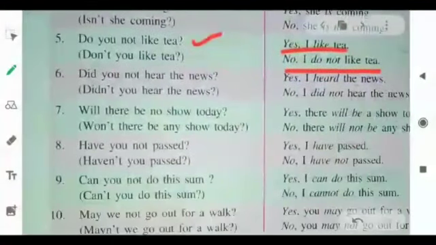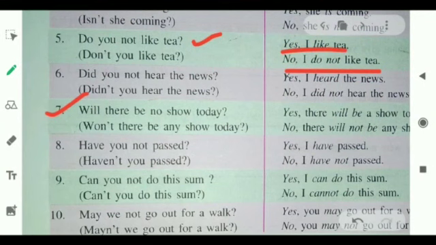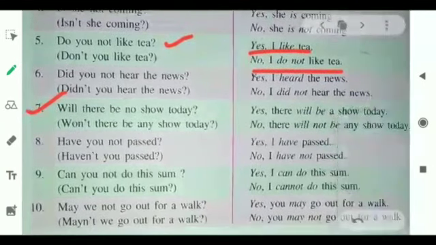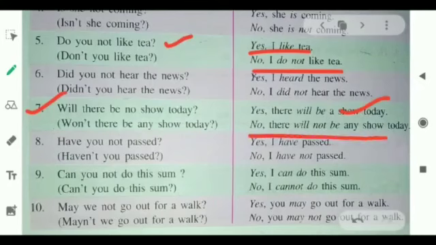Next, we move to the seventh one. Will there be no show today? Yes, there will be a show today. Answer to this is yes. And the other one, there will not be any show today, meaning no shows are scheduled for today. Let's consider the ninth one. Can you not do this sum? The person is asking, can you do this sum? Answer to this, yes, I can do this sum. No, I cannot do this sum.